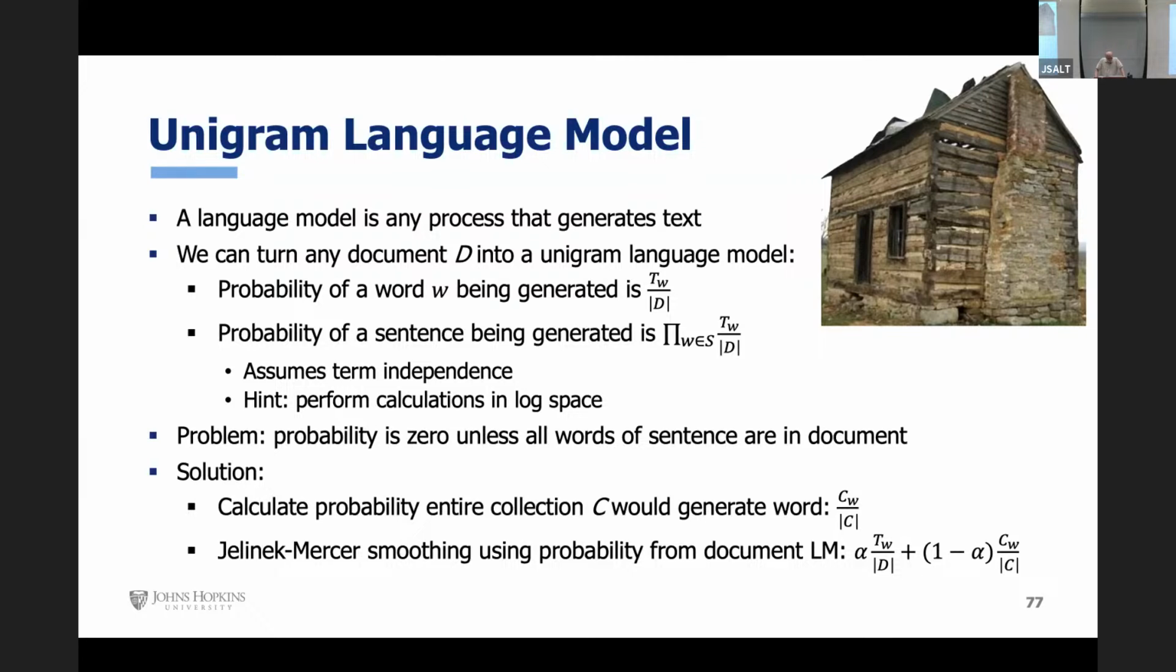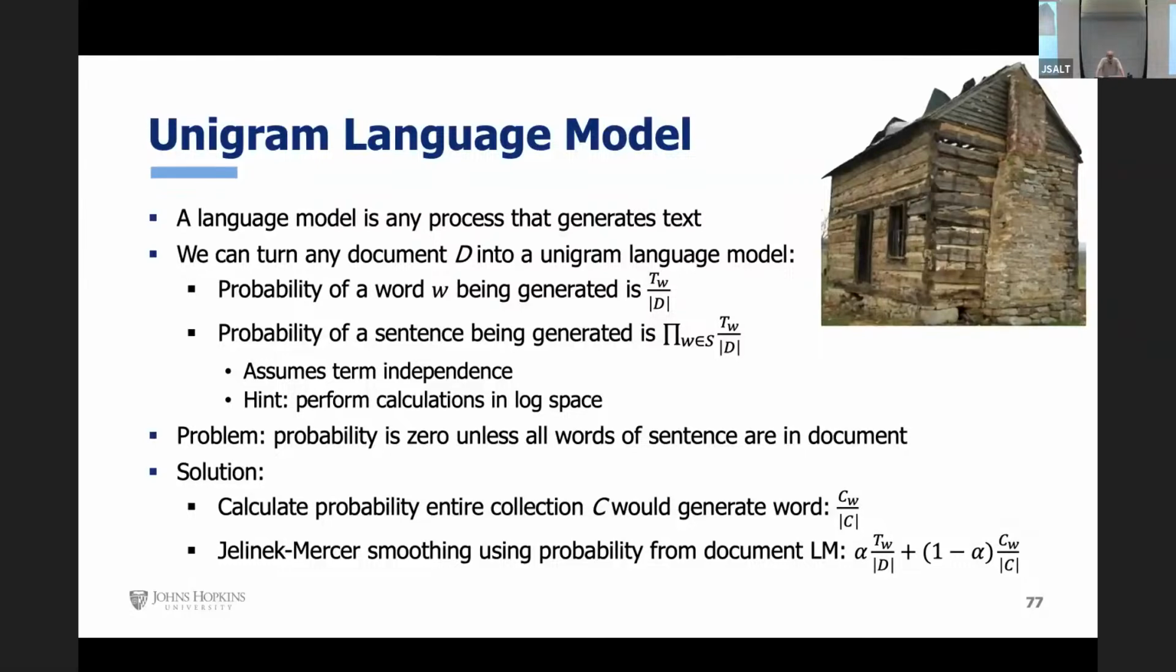So we want to smooth the model, and there are a variety of ways to do that. Jelinek-Mercer smoothing is a common way where you simply average the probability from the language model based on the document with the probability of the term on a language model based on the entire collection. Okay, and you just take a linear combination of those. So here in the lower right, we have alpha times the term frequency normalized by the length of the document. So this is the relative term frequency. And 1 minus alpha times the collection frequency.